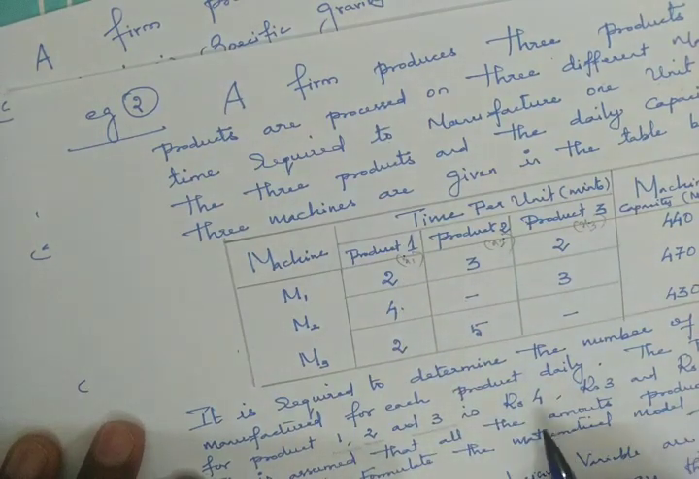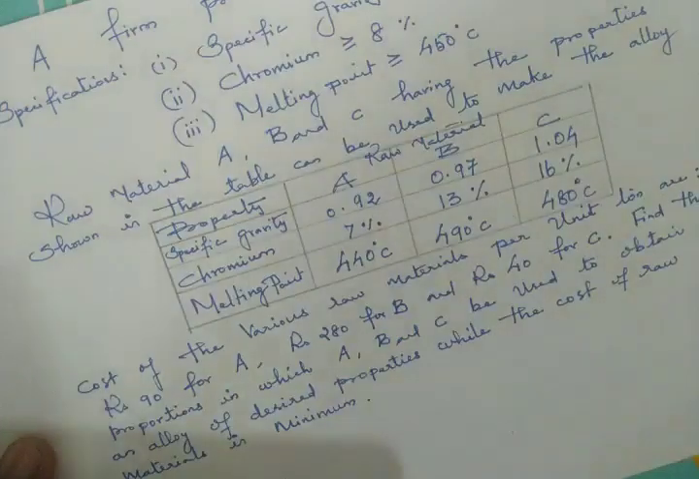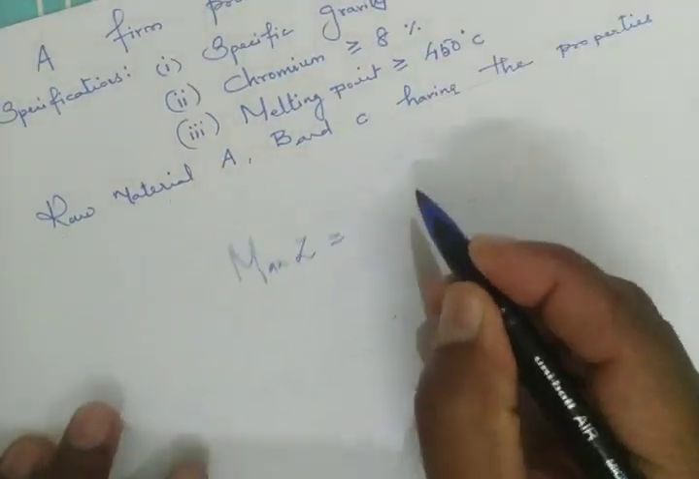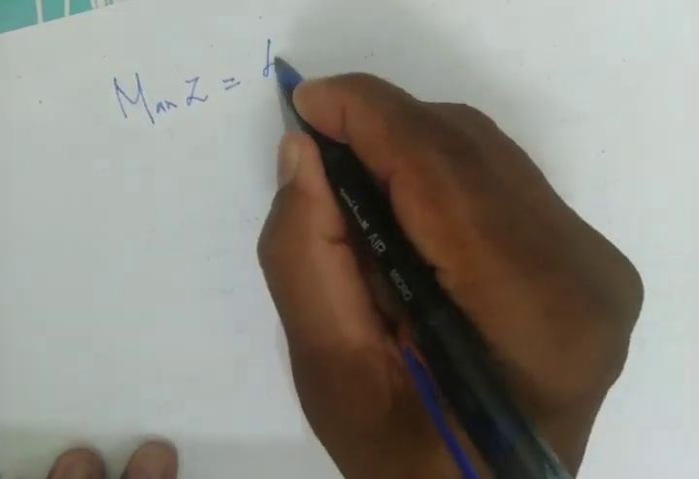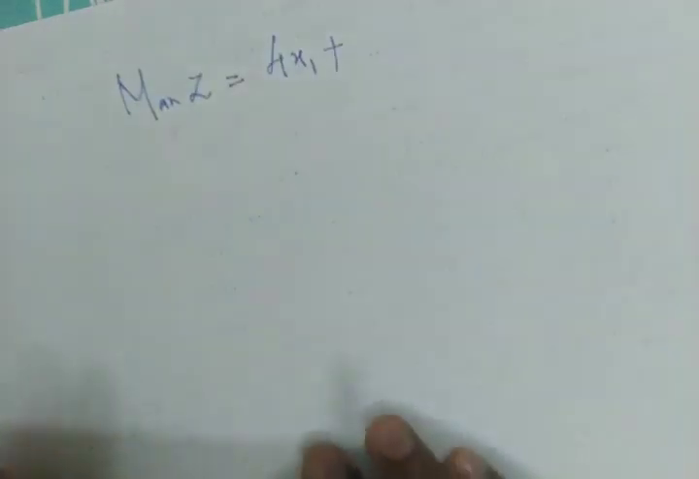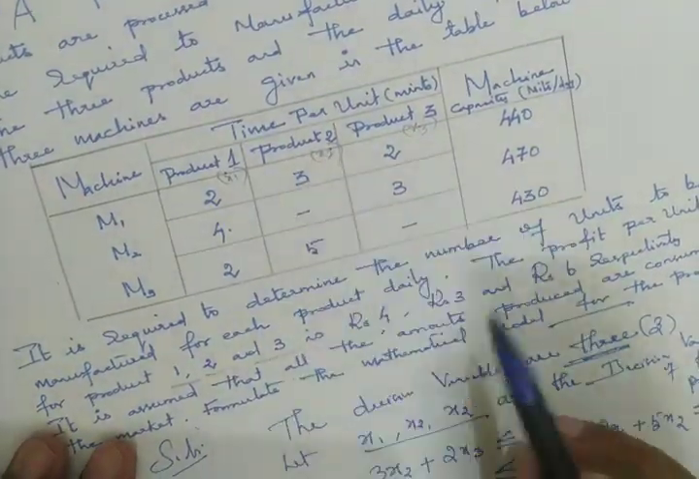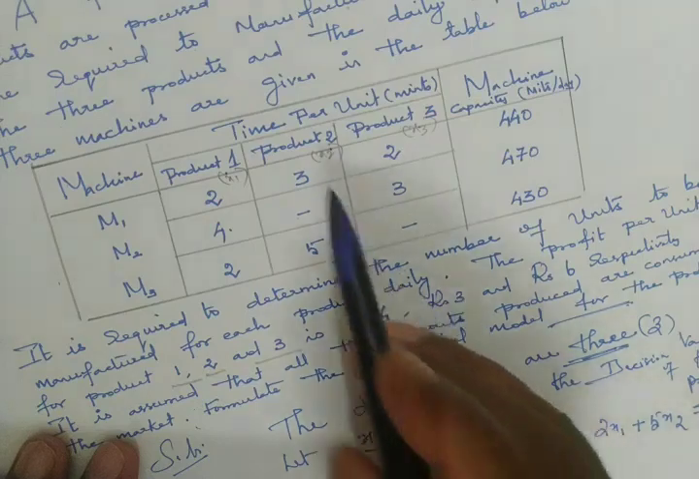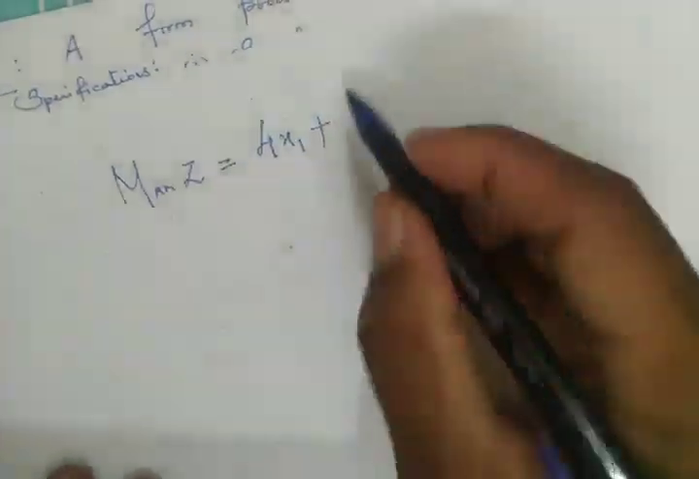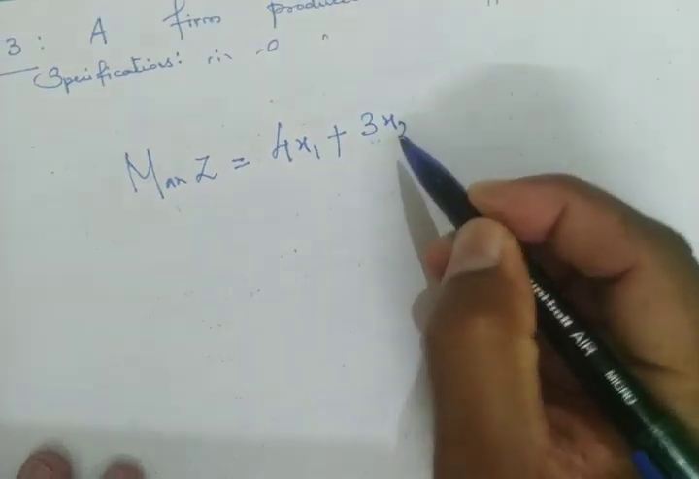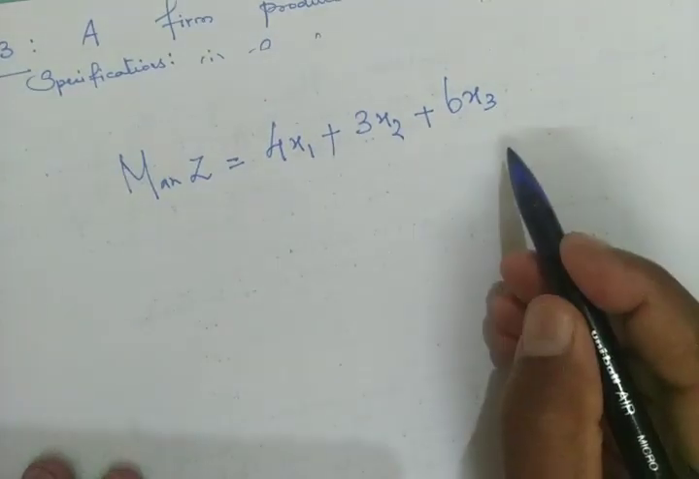Product 1 price is 4 into x1, the objective function, 4 into x1. The price for product 2 is 3 into x2, plus 6 into x3 for product 3. So 4x1 plus 3x2 plus 6x3. This is the objective function.